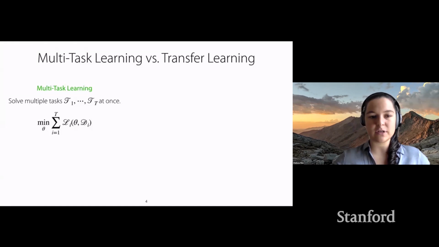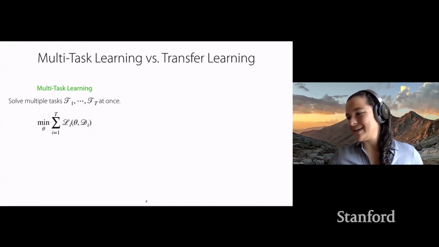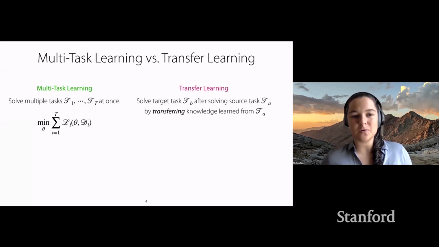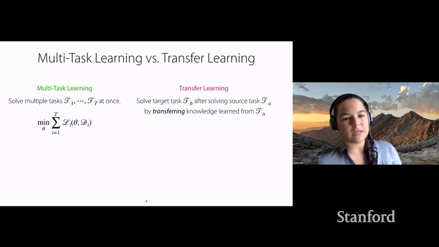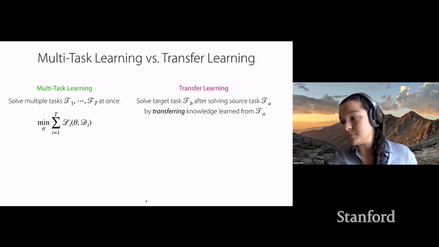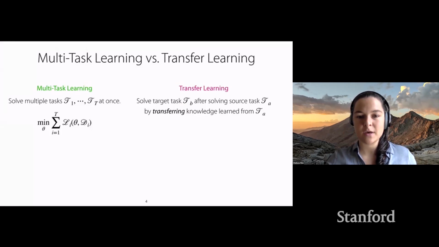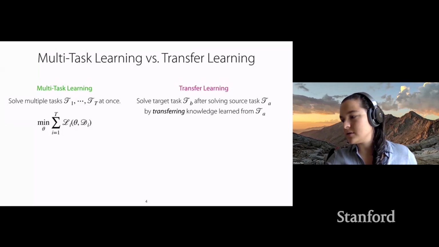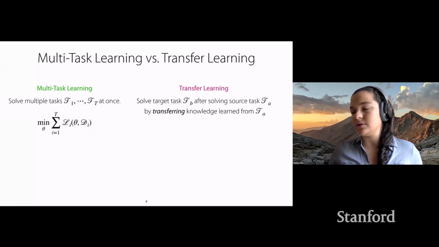Now, what does transfer learning look like in comparison to this? The goal of transfer learning is to solve a target task, which I'll denote as task B, after solving a source task, task A. In particular, the goal is to transfer some knowledge that you acquired when learning task A when trying to solve task B.